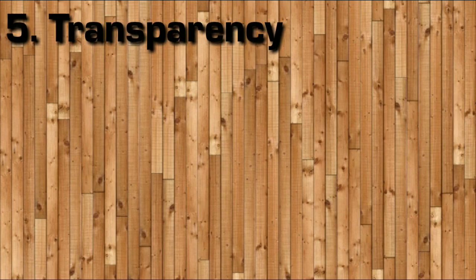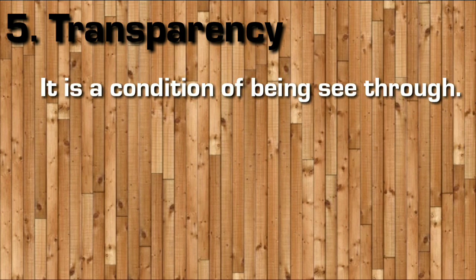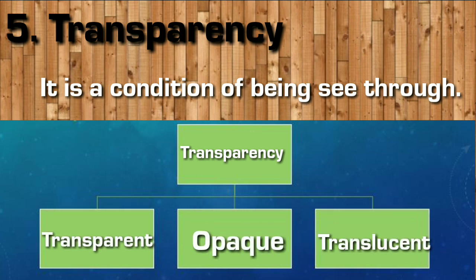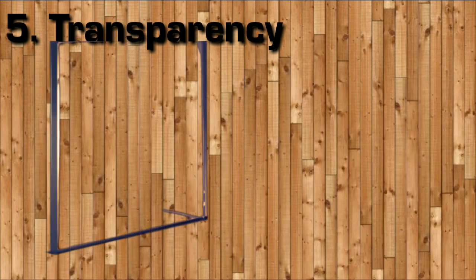Our last property is transparency. Then what is transparency? It is a condition of being see-through. It is divided into three types. First one is transparent, opaque and translucent. Let us discuss this.